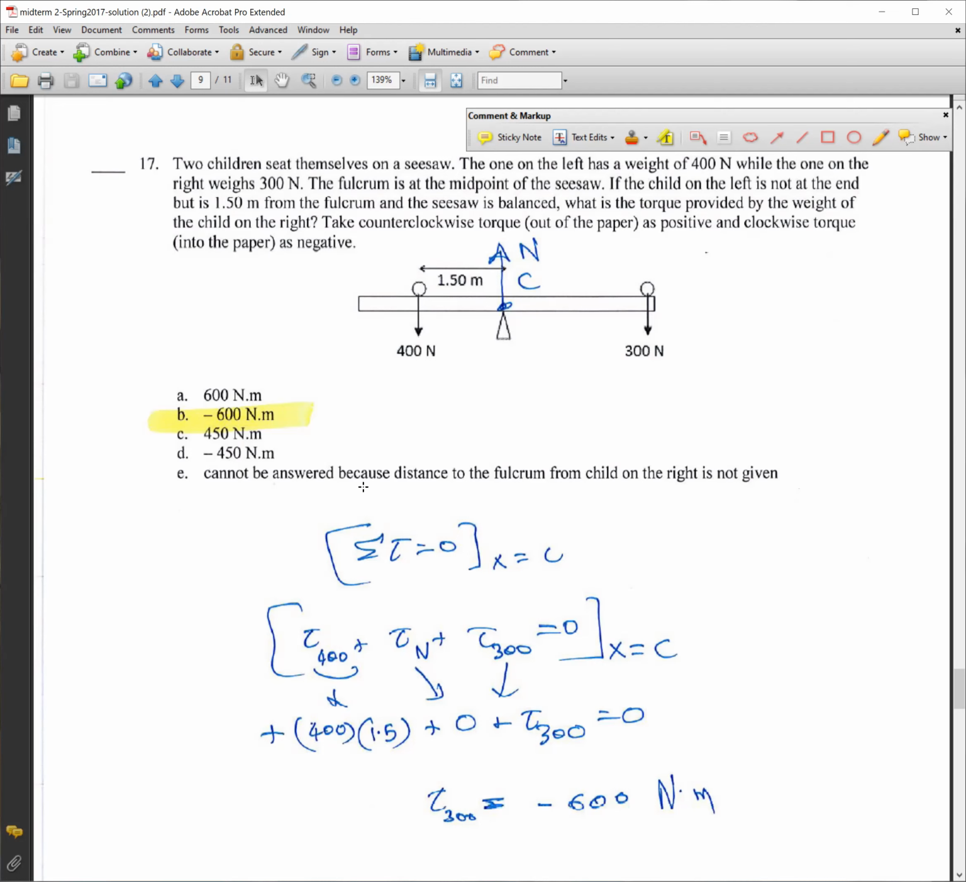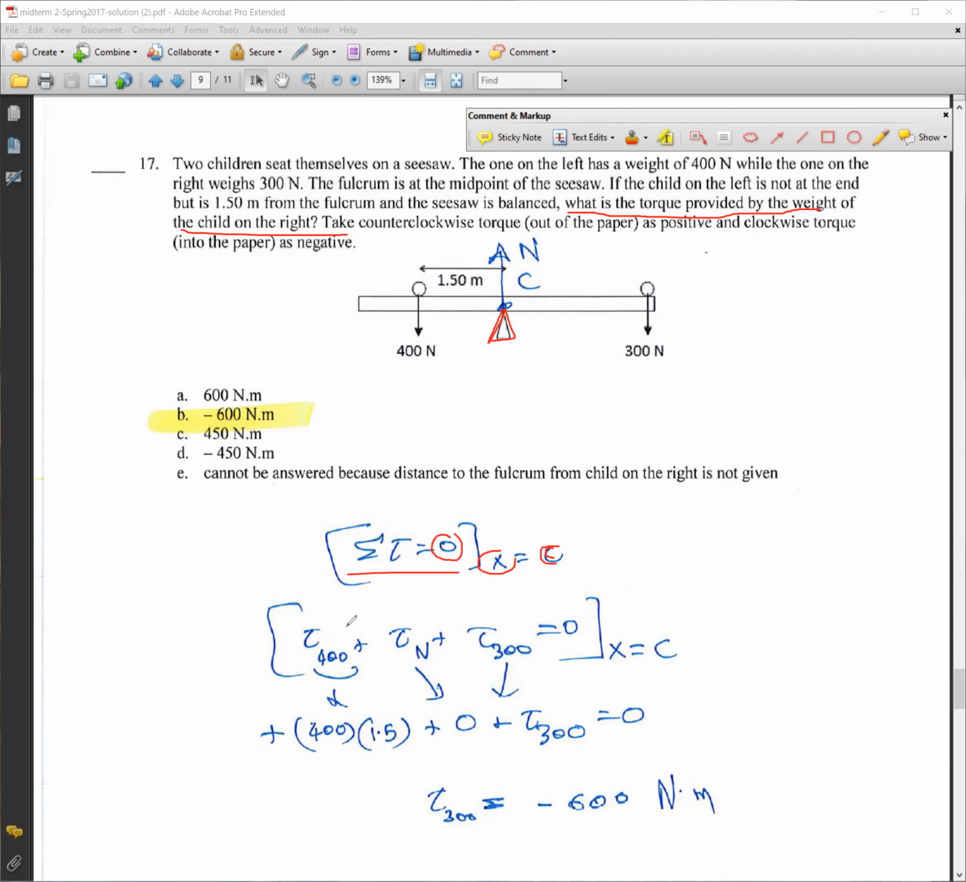Now here, again, use the pen. We're asking, what is the torque provided by the weight of the child on the right? We're taking the net torque equal to 0, since it's balanced, around the fulcrum. Sorry, this is the point C. So it's equal to 0 here.